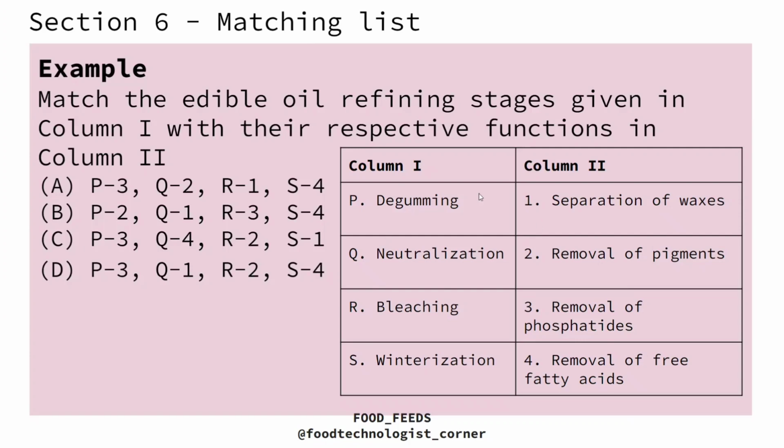You are sure of degumming and neutralization, but you are not sure of bleaching, whether it is separation of waxes or removal of pigments. You can just see the options. Okay, P is 3 and Q is 4.